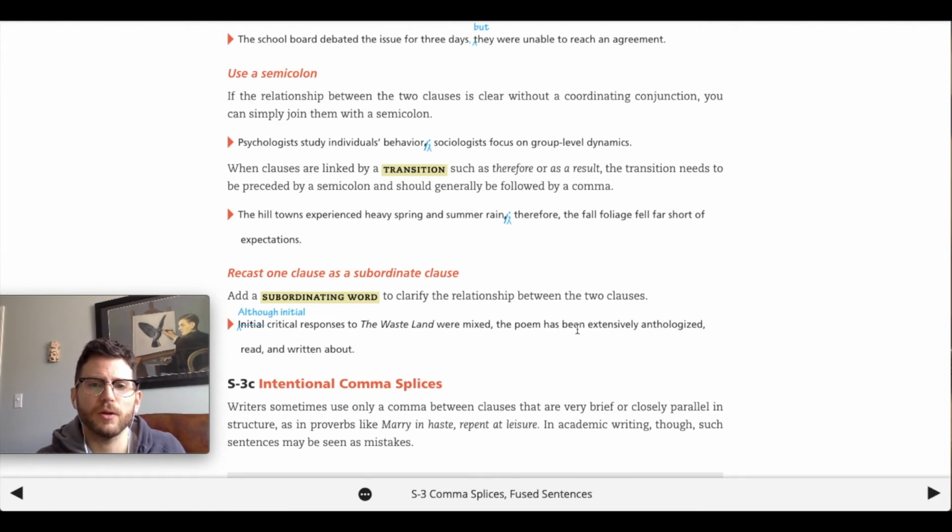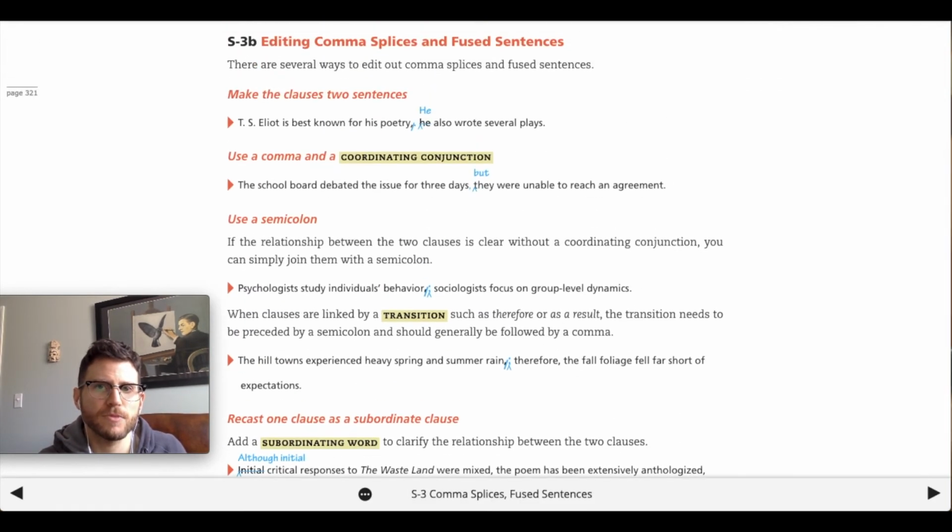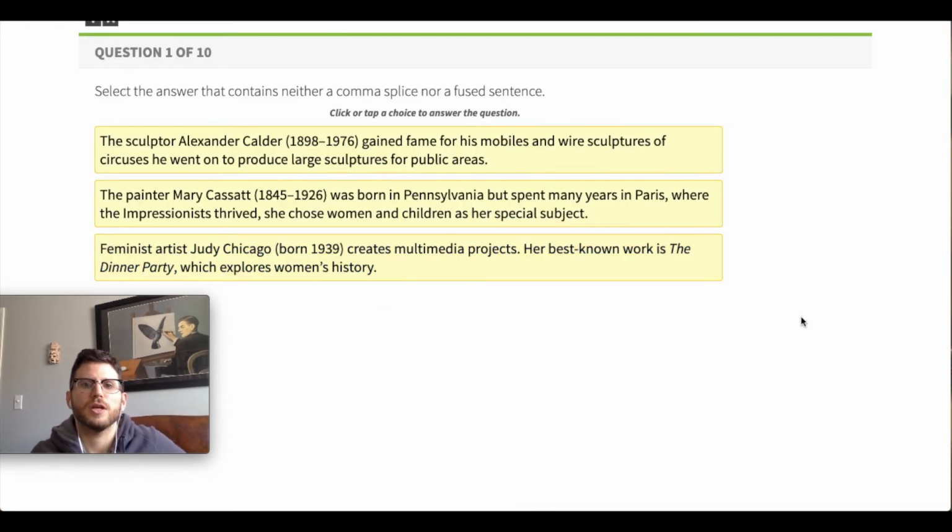Okay, so let's look at some exercises. What we're going to do with these exercises is pick the sentences that are not comma splices and are not run-ons. We want the correct sentence of these three here. So let's look at the first one. Leave it in the comments. I see a problem with that first one. Do you see a problem with that first one?